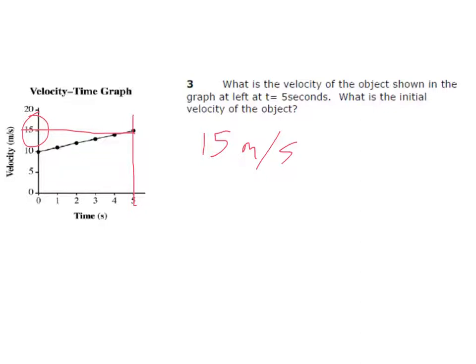The next part, what is the initial velocity? So the initial velocity is the starting velocity. So that's at t equals 0. Well, where does this intersect the line? It intersects the line at 10 meters per second at t equals 0. So that's the initial velocity.